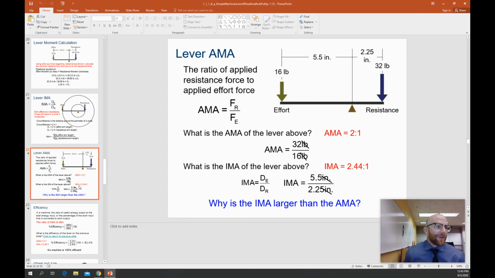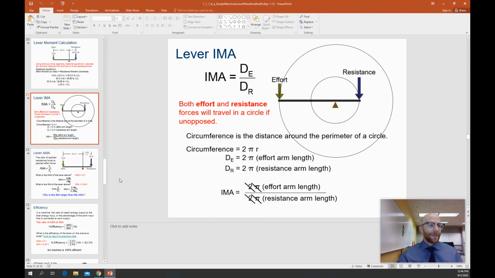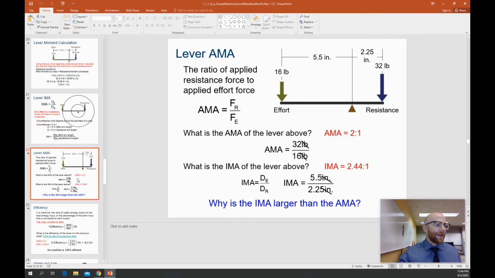Okay, but then we have a lever AMA. We just covered that too. It has to deal with the forces. So the force of resistance over the force of effort is going to equal AMA. So it switches. If you notice, the effort and the resistance switch between IMA and AMA. The IMA, ideal mechanical advantage, is the distance of effort on top divided by the distance of resistance on the bottom. And actual mechanical advantage is the force of resistance on top divided by the force of effort on the bottom. Okay?